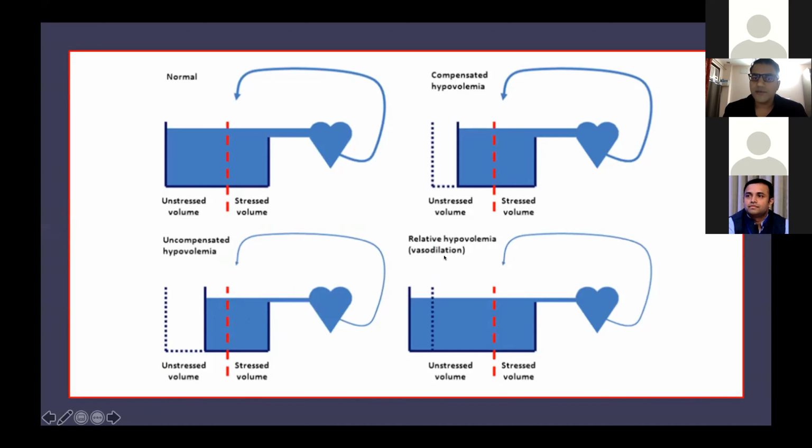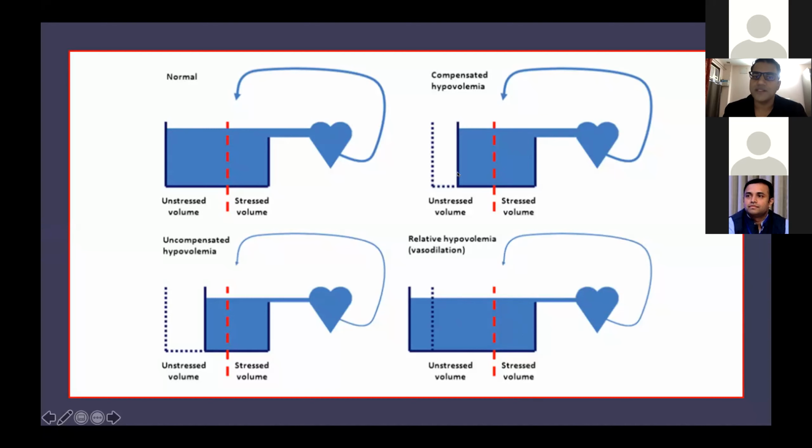And in vasodilatation, as we have seen in sepsis, there is relative hypovolemia, which I just discussed in my previous slides. There is diffuse vasodilatation. So there is a huge increment in the unstressed volume, and the stressed volume remains the same. As a result, the cardiac preload decreases and the cardiac output decreases. So this is the pathophysiology of sepsis, in which the unstressed volume increases.